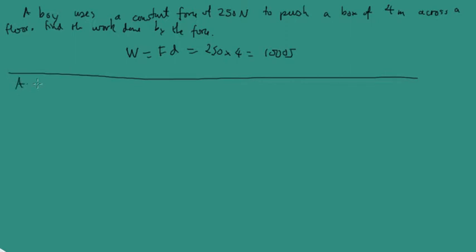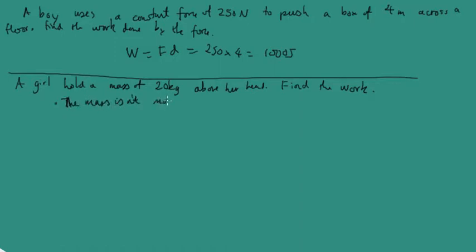Let's look at another one. A girl holds a mass of 20 kilograms above her head. Find the work done. So the mass isn't moving, so no work done. So the work is 0 joules.